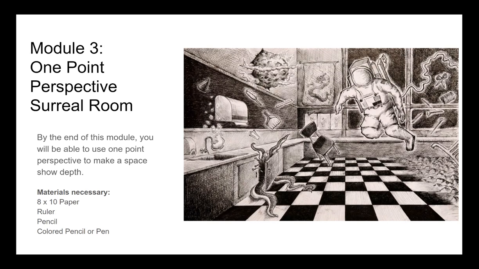This is module 3. You are going to be creating a one-point perspective surreal room design. By the end of this module, you should be able to use one-point perspective to make a space show depth. You will need to have an 8 by 10 piece of paper, a ruler, pencil, colored pencil, or pen.